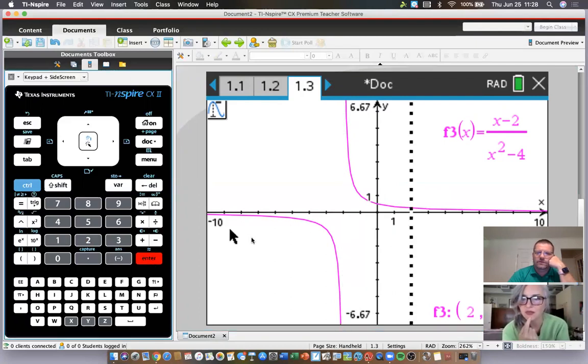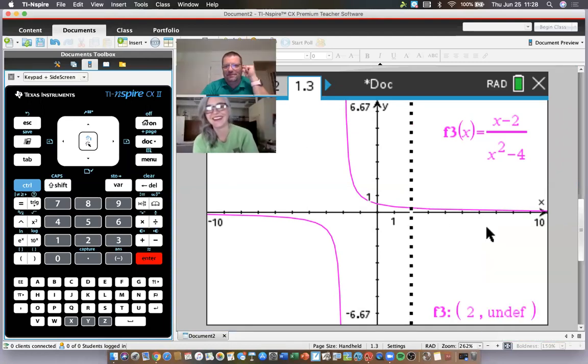Okay, so if I go over to 2, oh, your face is obscuring it. I put you right over in the bottom corner.